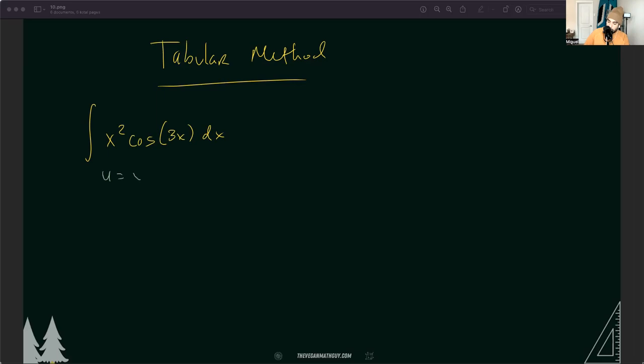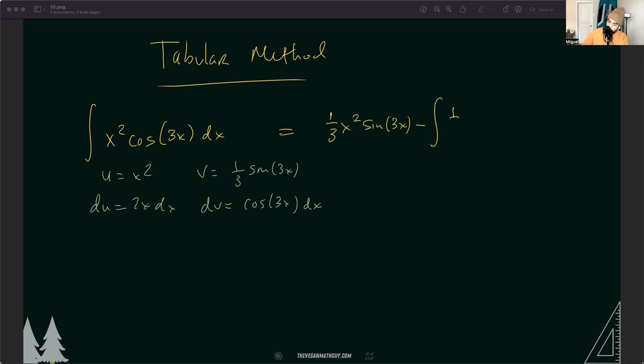So I make my u equal to x squared, du is equal to 2x dx, and then my dv is equal to cosine of 3x dx, and then our v is going to be 1/3 sine of 3x. And so when I use integration by parts, I'm left with 1/3 x squared sine of 3x minus integral of 1/3 sine of 3x times 2x dx. So if I rewrite this, this becomes minus 2/3 integral of x sine of 3x.